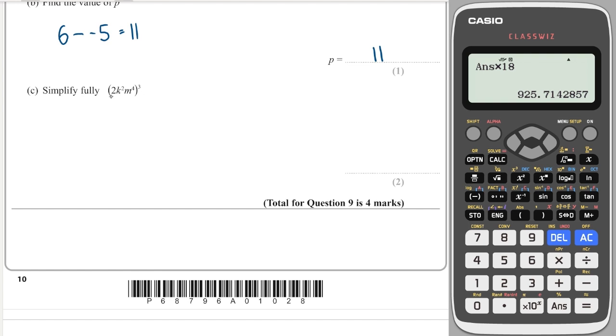And when I have a bracket as such, I must look at the number first and cube that, which is going to give me 8. I then look at the k value, which is squared, and then I cube that. And when we have a bracket, a power, and then another power on top of it, we multiply those two numbers together. So we get k to the 6. And then I look at the m, and that needs to be cubed. And again, I've got a power to the power, so we multiply those two numbers to get 12. So it's 8k to the 6, m to the 12.